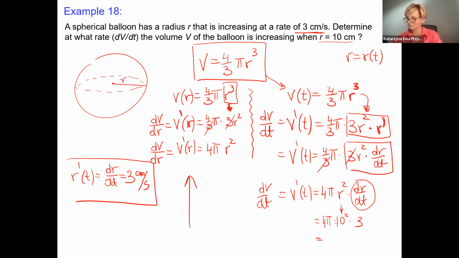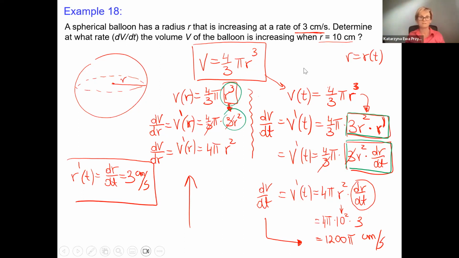Who can help me with this? 1200 pi. And it will be centimeters per second, the rate of change of the volume. We can still multiply by pi, but it's fine. But we can see the main message will be this: please do not miss the chain rule if the variable is another function which depends on the other variable. This one is fine, but we need this because everything depends on time.